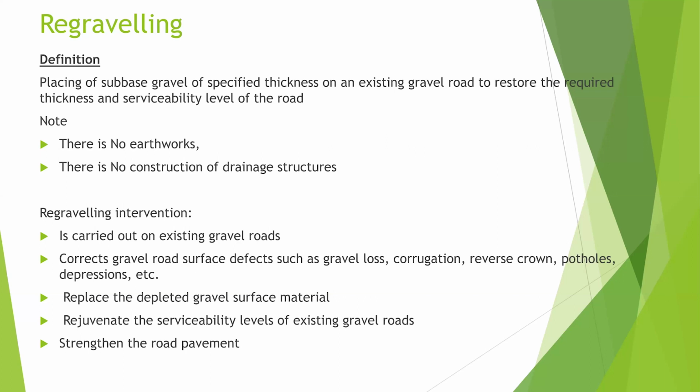Now here, there is no earthworks. There is no drainage works. So for classical regraveling activity, we are talking about purely just the placing of the sub-base gravel. Now, the intervention is carried out on an existing gravel road, supposed to correct gravel road surface defects such as gravel loss, corrugation, reverse crown, and depressions, and the rest.